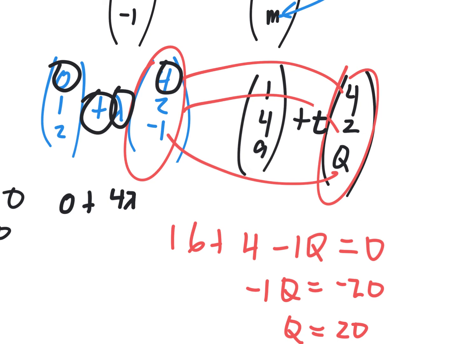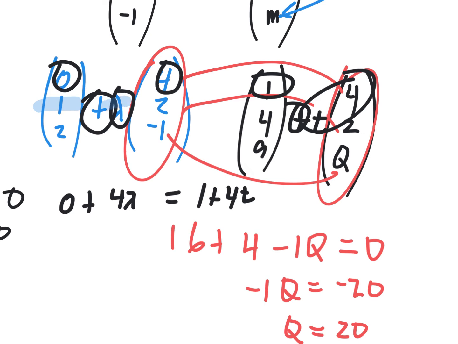Then 0 plus 4 lambda would have to equal 1 plus 4t. And I'm going to highlight as I go here. 1 plus 2 lambda would have to equal 4 plus 2t. And I could set up a system of equations. And that's the punchline to how do you solve it? You set up a system of equations.